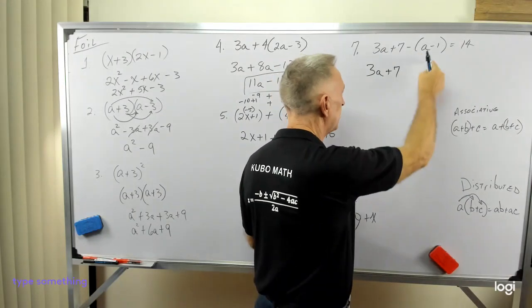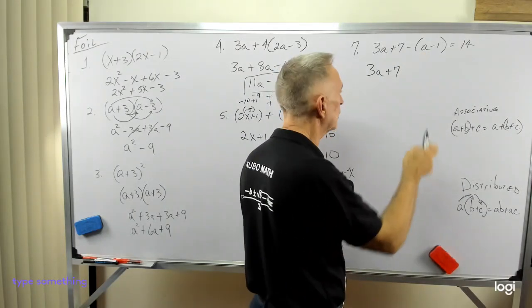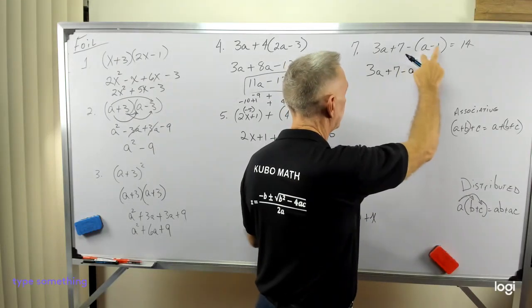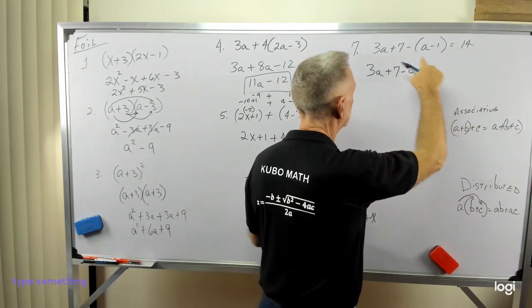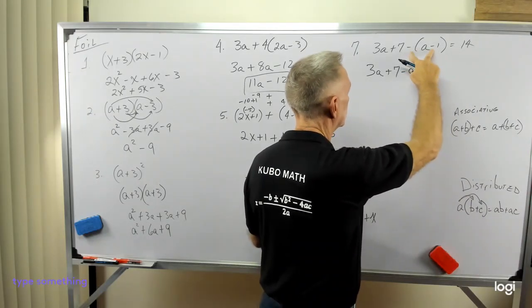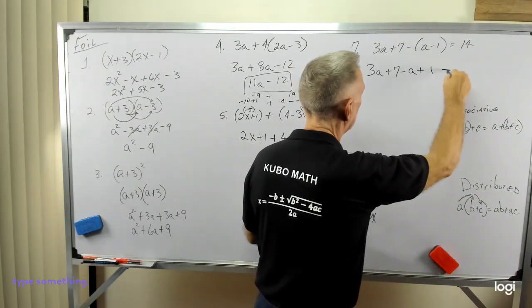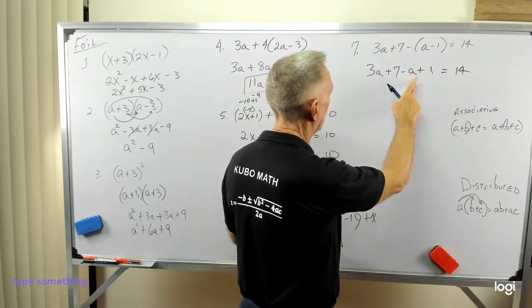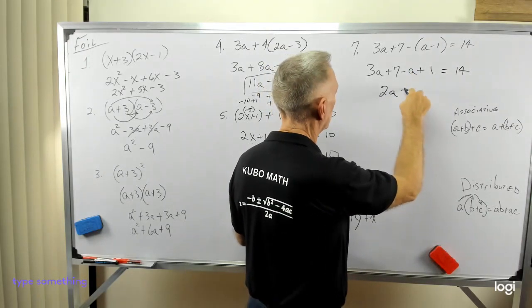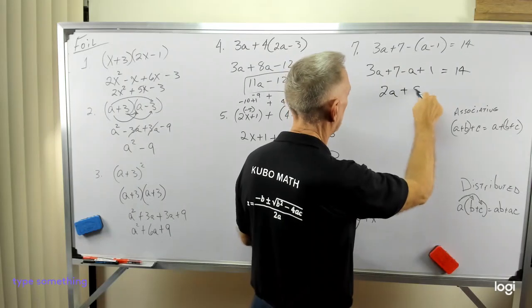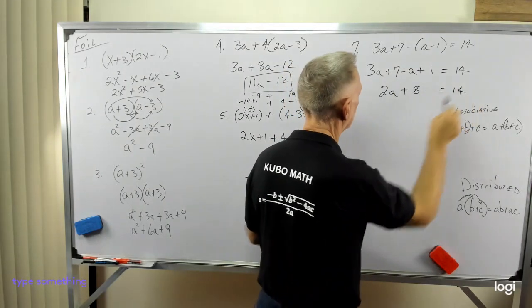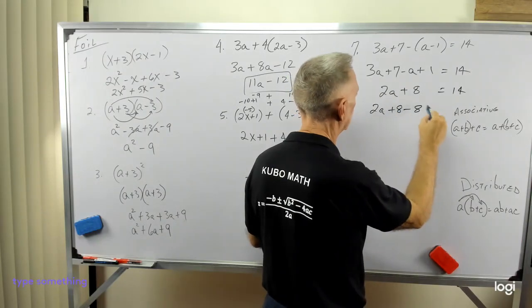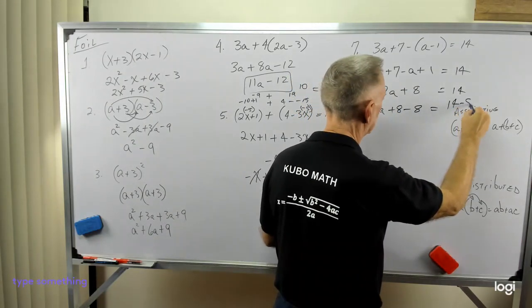I have to distribute that negative into the parentheses. So it's minus a. A negative times a negative is a positive. So it's a negative opposes this negative, so it's plus 1 equals 14. So 3a minus a is 2a plus 7 plus 1 is 8 equals 14. So now 2a plus 8 minus 8 equals 14 minus 8.